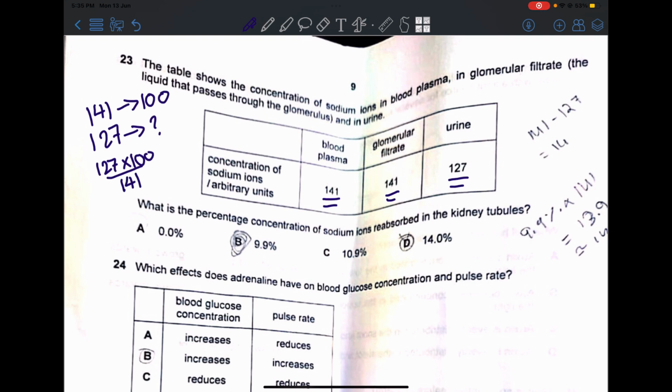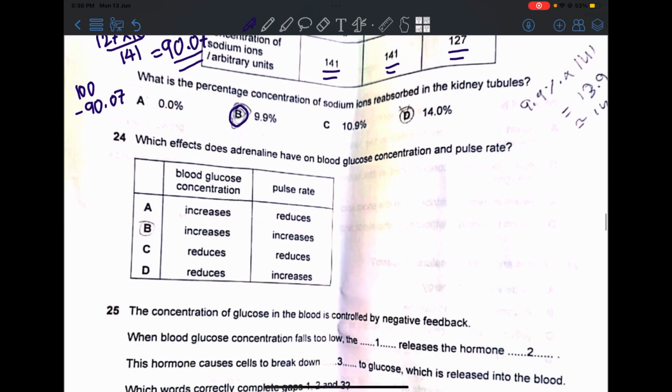You can of course do this question with your own method, but I use this method to calculate the percentage decrease and percentage increase. This is going to give us 90.07%. We're going to be subtracting 90.07% from 100 to get the percentage decrease overall. So this is going to be 9.93. So this is exactly option B.